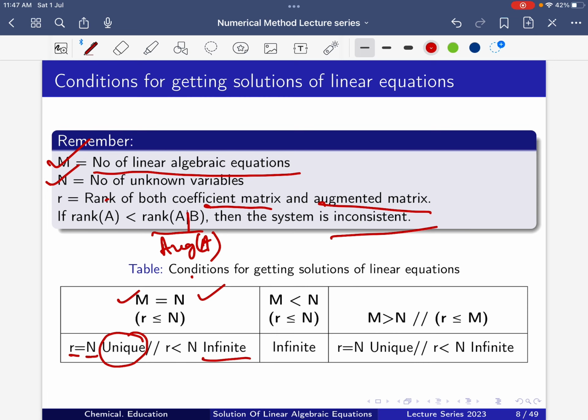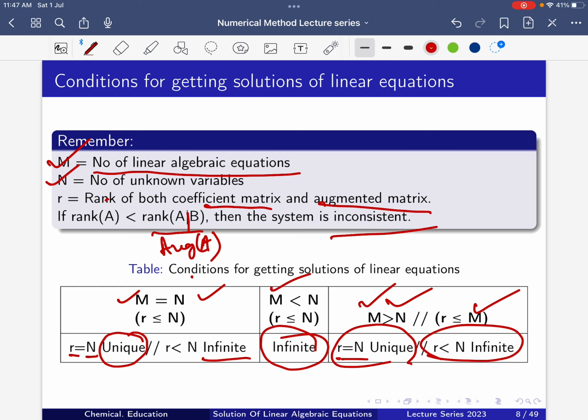Now there is another condition. If the number of equations is less than the number of variables and rank is also less than or equal to n, then we get infinitely many solutions. Another condition: if the number of equations is greater than the number of variables, then when r is equal to n, we get a unique solution. When r is less than n, we get infinitely many solutions. So this slide is very important for getting solutions of linear equations.